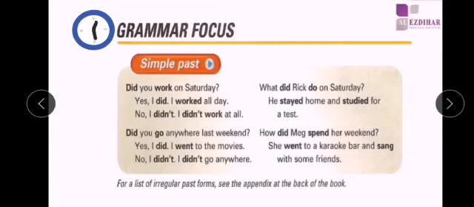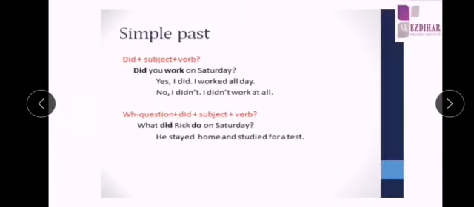It's also important that we know some basic patterns here. So how are we going to construct that? We can say, for did as a question, just simple: did plus a subject plus verb. Did you work on Saturday? Okay, and for the WH question, this is just so very basic. We have here the WH question plus the did, the subject, and the verb. So the WH question, what did Rick, Rick is our subject, and then do as our verb, on Saturday.